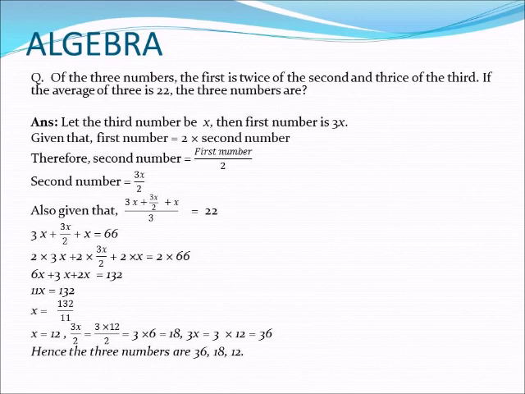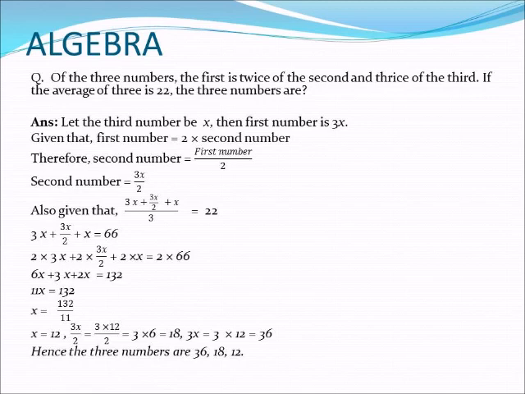Next, check the second part of the question. The average of the three numbers is 22. Then the three numbers are: first number is 3x, second number is 3x by 2, third number is x. Then the sum is 3x plus 3x by 2 plus x. Average means sum of the terms divided by number of terms. So 3x plus 3x by 2 plus x, all divided by 3, the number of terms, is equal to the given 22.